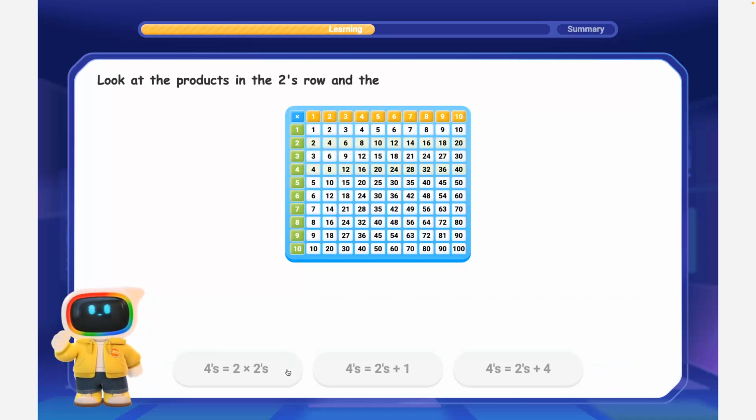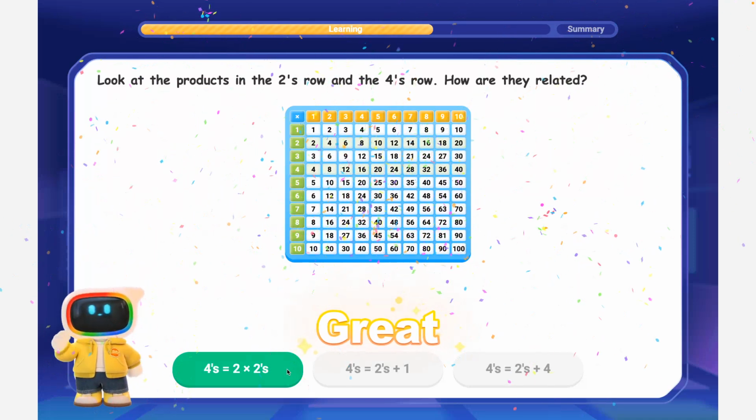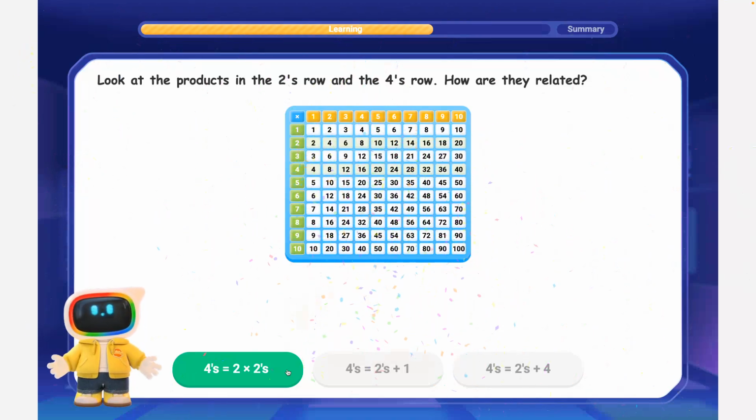Look at the products in the 2's row and the 4's row. How are they related? Great job! The answers in the 4's row are exactly 2 times the answers in the 2's row. For example, 4 times 3 is equal to 12, and 2 times 3 is equal to 6, and 12 is 2 times 6. This happens because 4 is 2 times 2.